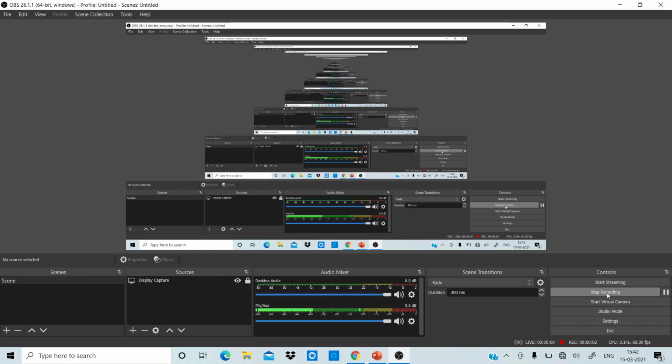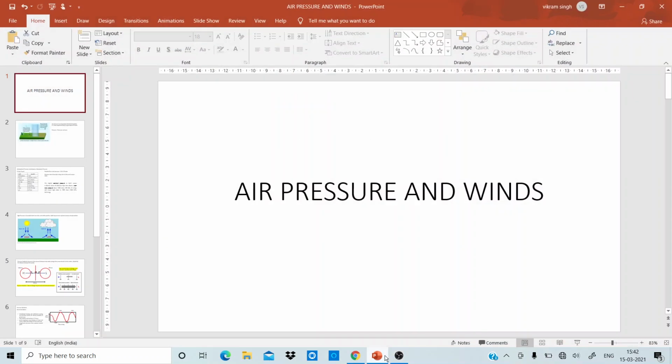Hello, friends. So let us begin with the new topic of climatology, which is very important and holds an important place in the syllabus of NET JRF examination. The topic is air pressure and winds. So first today we will deal with what is air pressure.